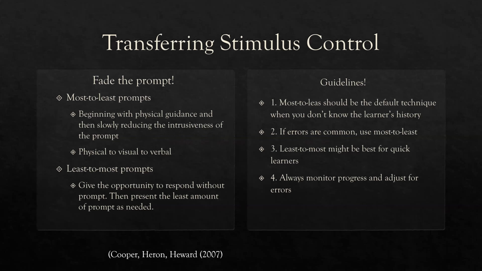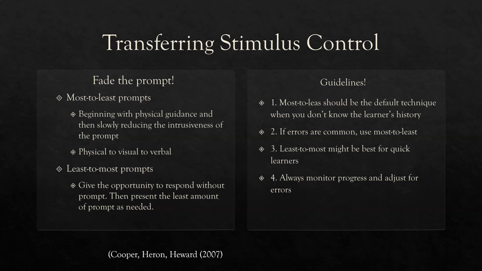So what are some of our guidelines? One, most to least should be the default technique when you don't know the learner's history. So if you know nothing about the learner, you don't know how they learn, what they know, start most to least, right? Full physical. And it might surprise you. You might see, okay, they're quick learners. I don't need it. That is the judgment we have to make.